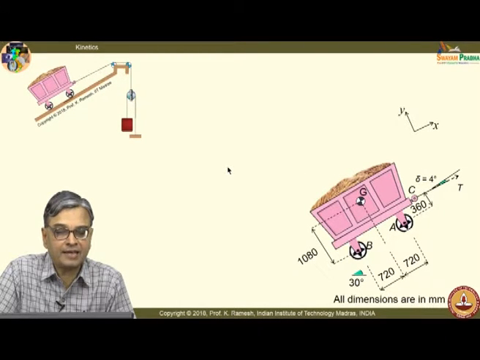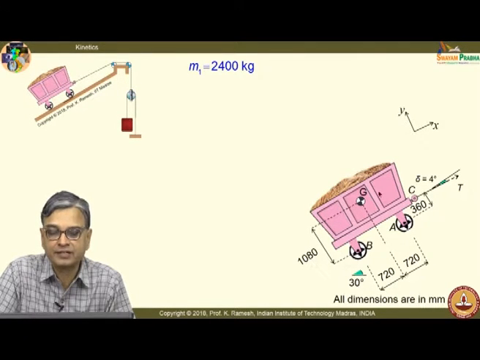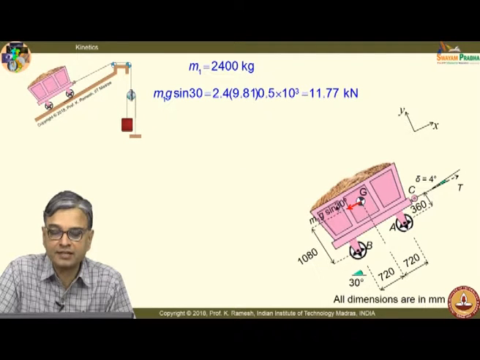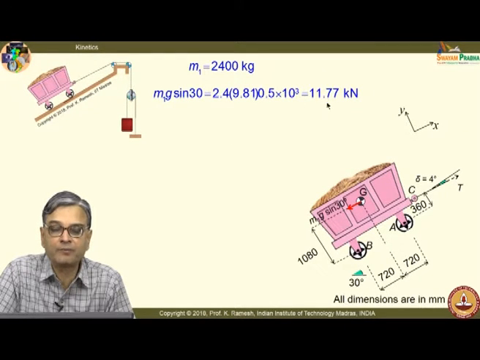So, here I write the basic equations. I have the mass acting on the centroid of the cart, and I can find the component m1g sin 30, because this angle of orientation is 30 degrees. So, mass will be acting downwards, and I can have the component here. That turns out to be 11.77 kilonewtons.